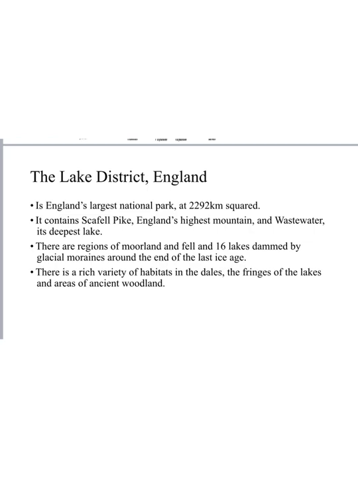So here we are, the last one, the Lake District in England. This is England's largest national park, over 2,000 square kilometres. It contains Scafell Pike, England's highest mountain, and Wastwater, its deepest lake. There are regions of moorland and fell and 16 lakes dammed by glacial moraines around the end of the last ice age. There is a rich variety of habitats in the dales, fringes of the lakes, and areas of ancient woodland.